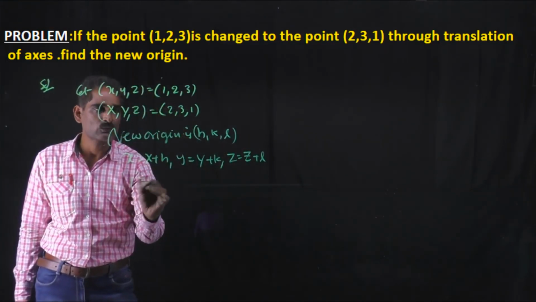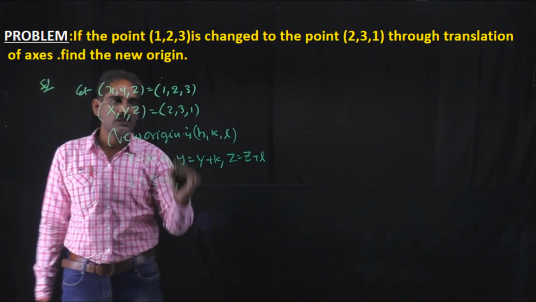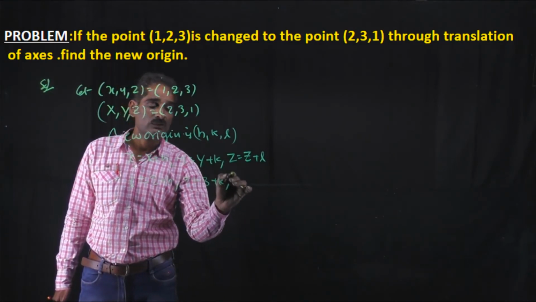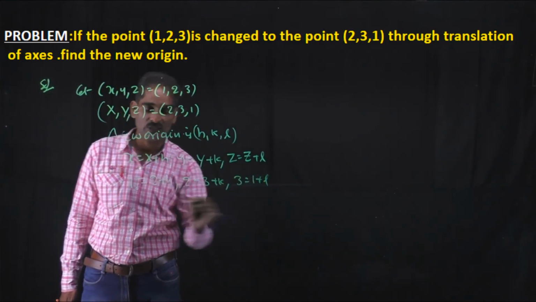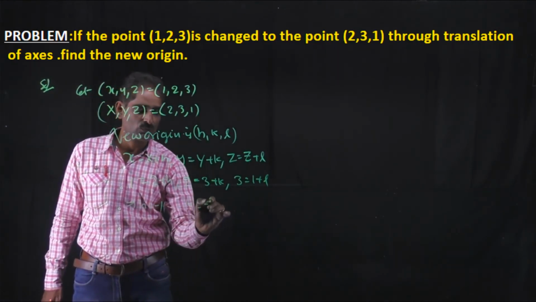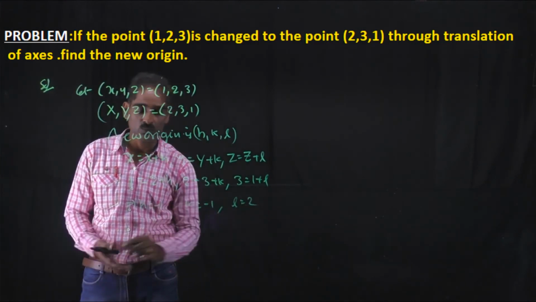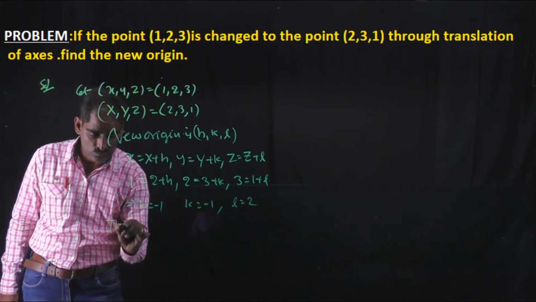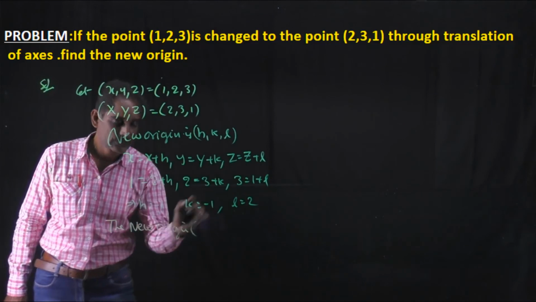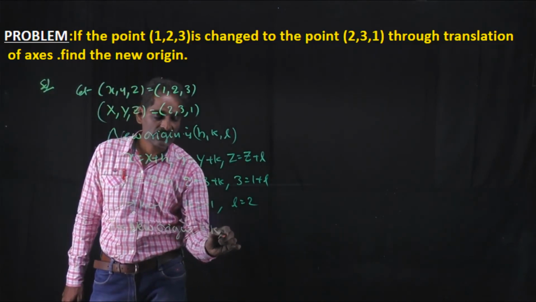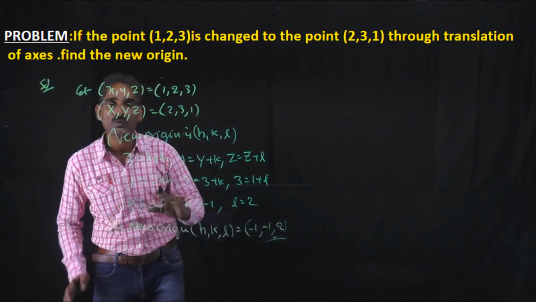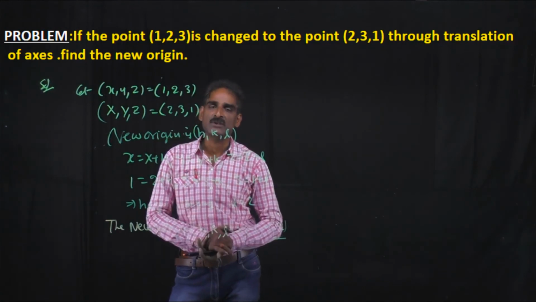So 1 is equal to 2 plus h, and 2 is equal to 3 plus k, and 3 is equal to 1 plus l. From this, h is equal to minus 1, k is equal to minus 1, and l is equal to 2. Now the new origin h, k, l is equal to minus 1, minus 1, 2. This is how to find the new origin in this problem.